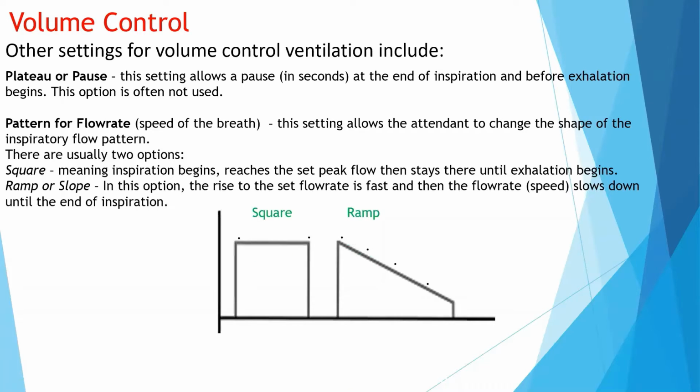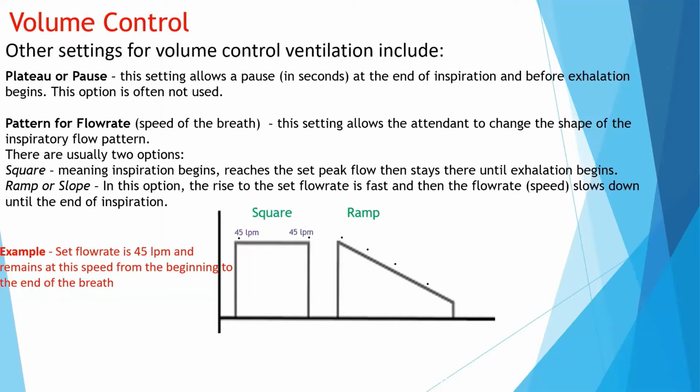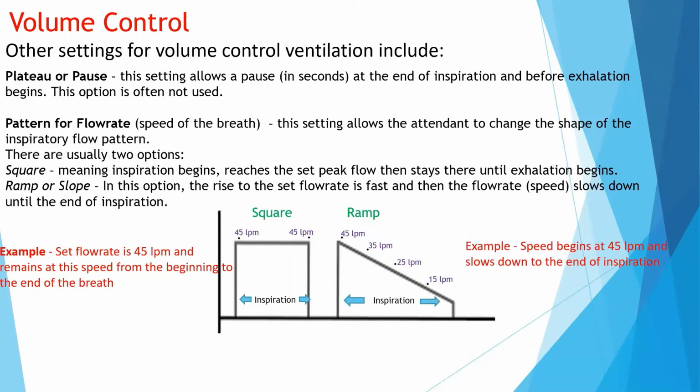Here we can see the square and the ramp. So the example here is we have set a flow rate of 45 liters per minute, and it remains at this speed from the beginning to the end of the breath. In the ramp, the speed begins at 45 liters per minute and slows down to the end of inspiration. Slower, slower, slower until the end of inspiration. So inspiration for the square is shorter than inspiration using a ramp.